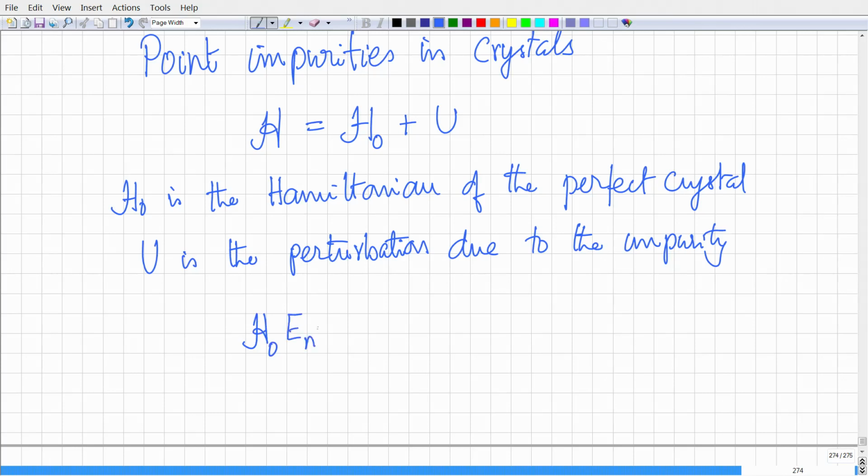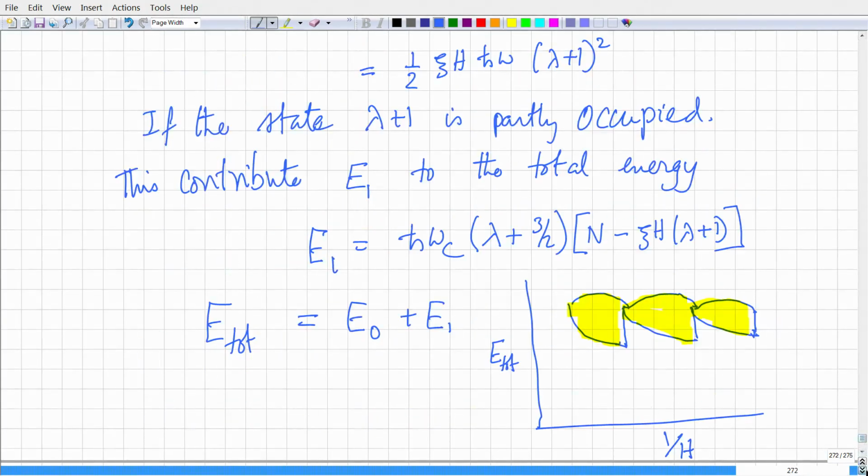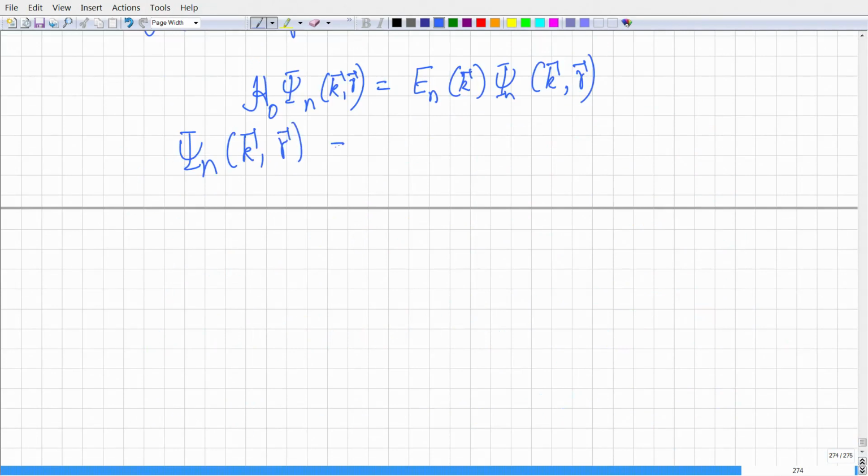H naught psi n k is equal to E n k psi n k, this is of course a function of k and r, and psi n k of r are the Bloch functions. So we have psi n k of r equal to e to the i k dot r times u n k of r. Actually k can go as a subscript, it does not matter. So u n k of r has the lattice periodicity.